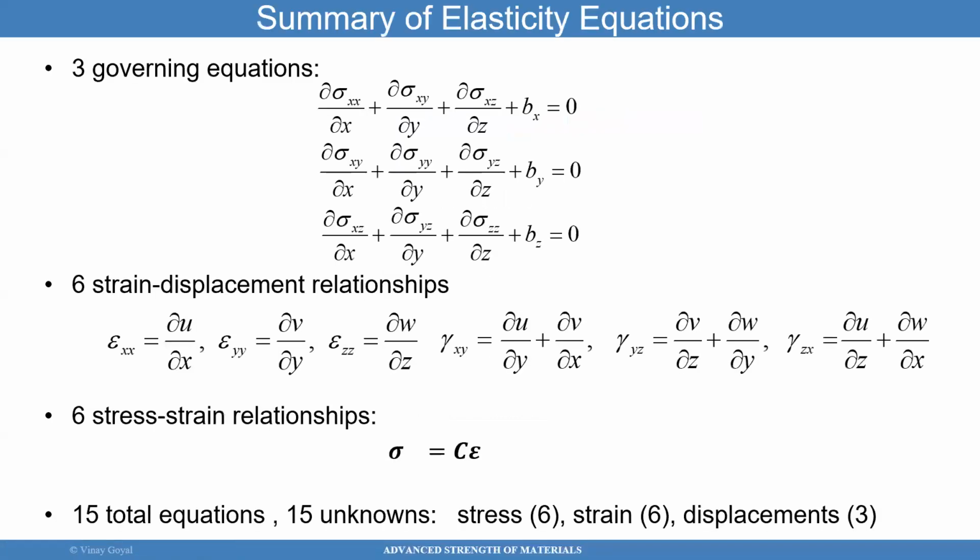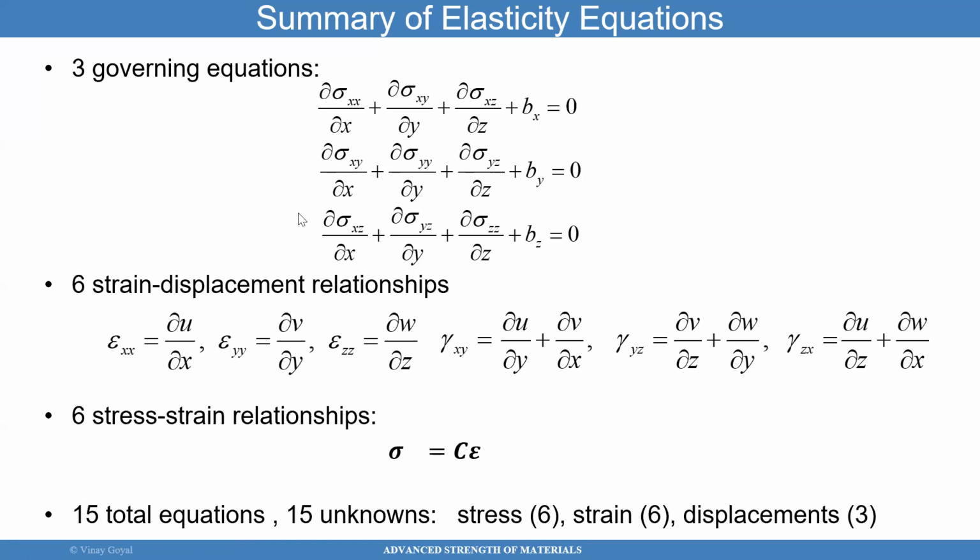So we covered that there are three governing equations. You can see here there are three governing equations. These equations were derived from Newton's law. And from there, we also discussed that there are six strain displacement relationships, which you can see here at the bottom. There are six of them here. And then we have six stress strain relationships, which relate stress to strain. As you can see, there are 15 equations.